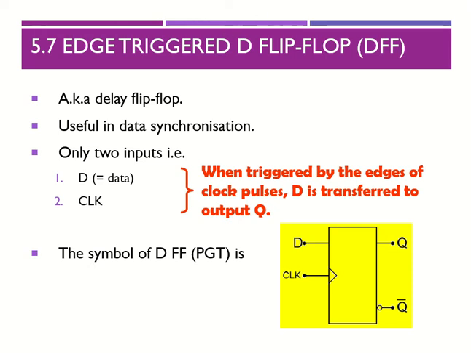I'm going to continue the next work on D flip flop. So D flip flop is almost the same as the D latch. The only difference is that in the flip flop you're going to have a clock instead of a normal enable. This is also known as a delay flip flop, and it is used in data synchronization.